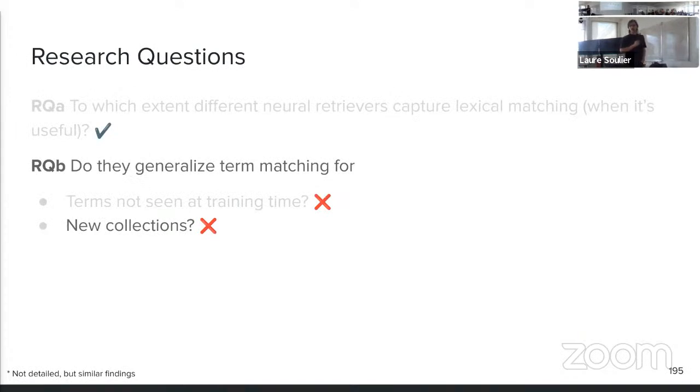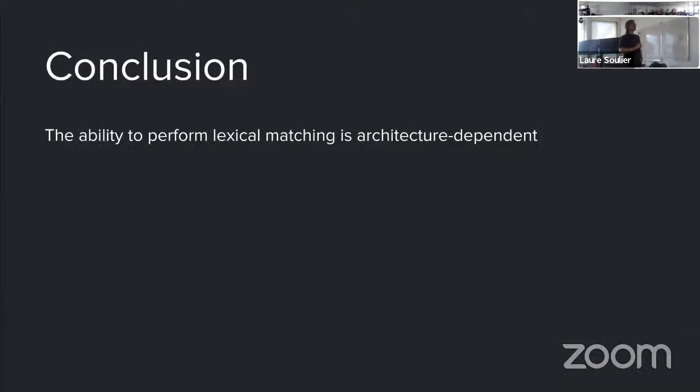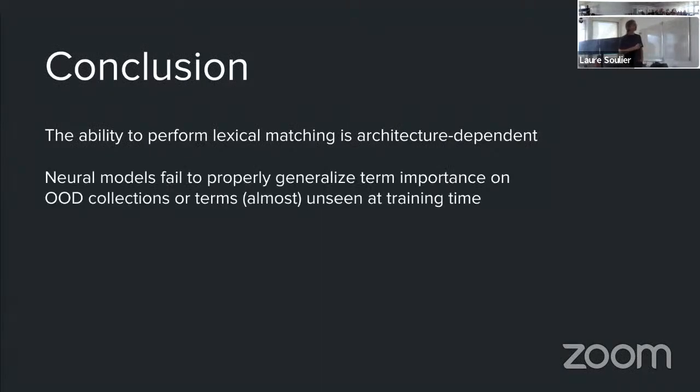We also show in the paper that the same applies in the zero-shot condition, but I don't have time to detail this part. So to conclude this part, we showed that the ability to perform lexical matching is architecture dependent, and that overall neural models fail to properly generalize term importance on out-of-domain collections or terms that are almost unseen at training time.